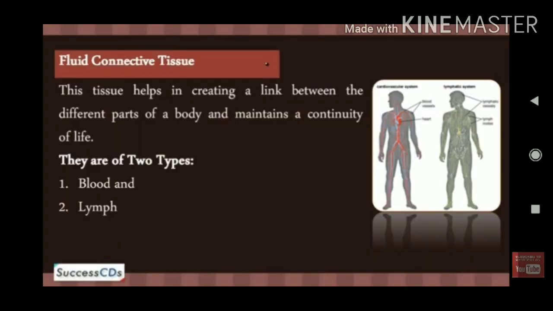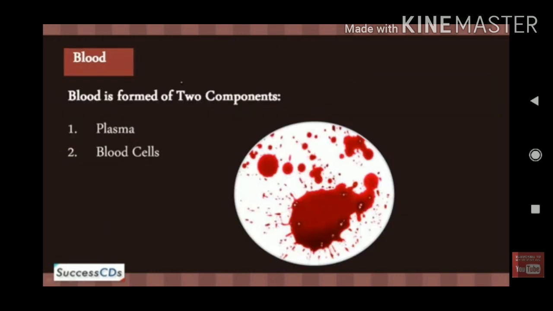Next we will see the fluid connective tissue. There are two types of fluid connective tissue, blood and lymph. Blood is a major connective tissue in our body. It is present all over our body. It flows everywhere. It transports nutrients, hormones, and water from one place to all over the body. Is it right, students? And it eliminates the waste material from our body.